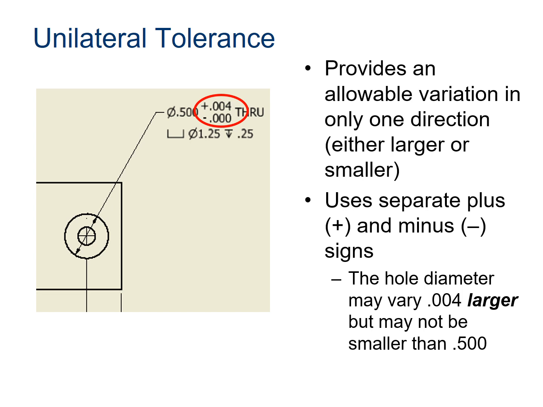So in this case, the hole diameter that we see here is going to be 0.5. And it can be plus 0.004 from there, but not smaller than 0.5. So the most it can be is 0.504. It can be 0.503 or 0.502 or 0.501 or anything with more decimals than that. But it cannot be less than 0.500.